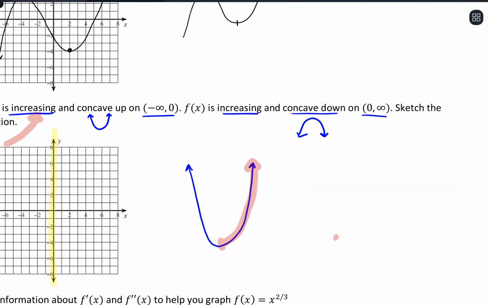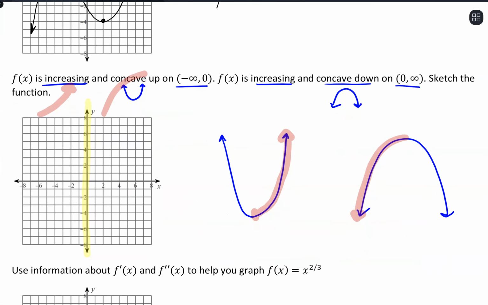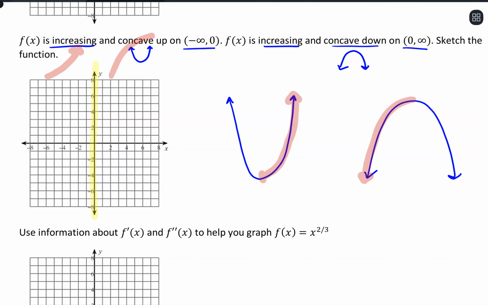Then the other half of the graph is concave down, so that opens downward, and is increasing. So again, this graph has two pieces to it. It increases and then decreases. So what we're going to have is this increasing side, which is over here. So when we get over here, should be increasing. So what's happening is we are switching from concave up to concave down. So what that's telling me is at x equals 0, there's an inflection point.